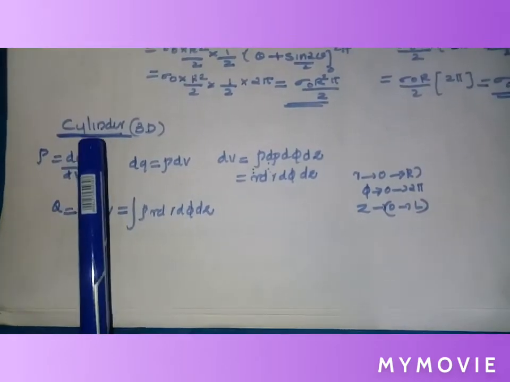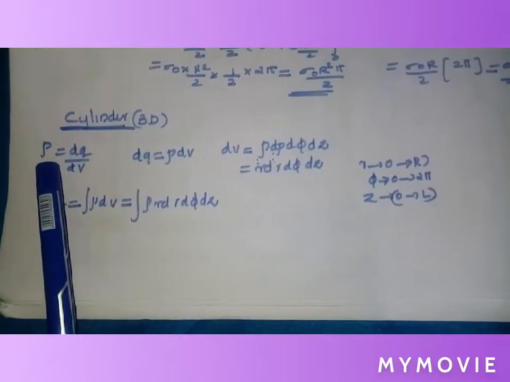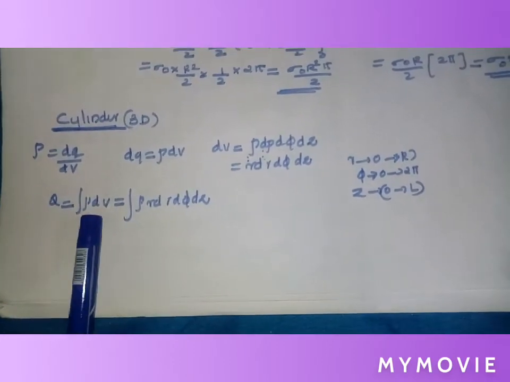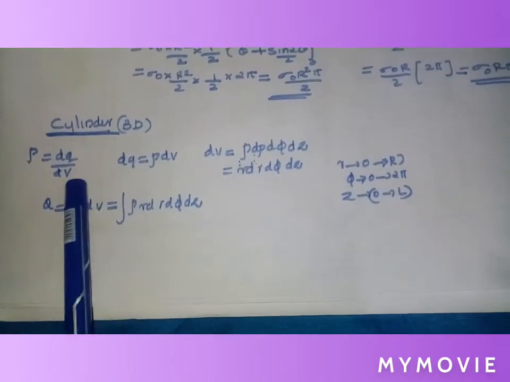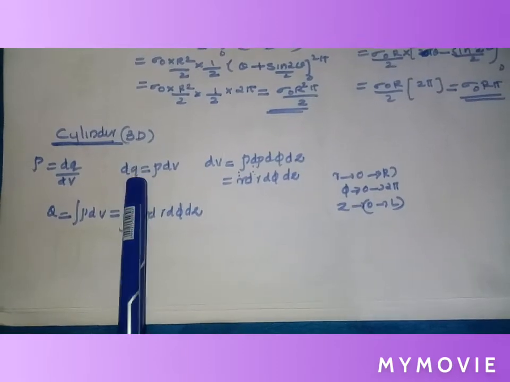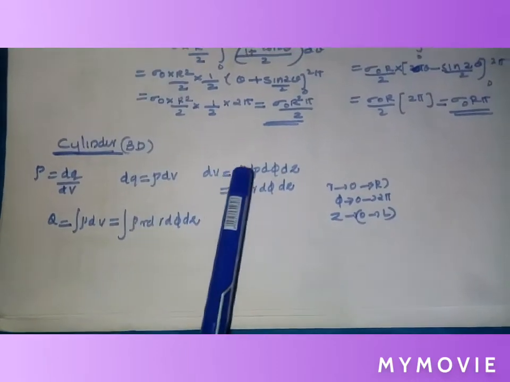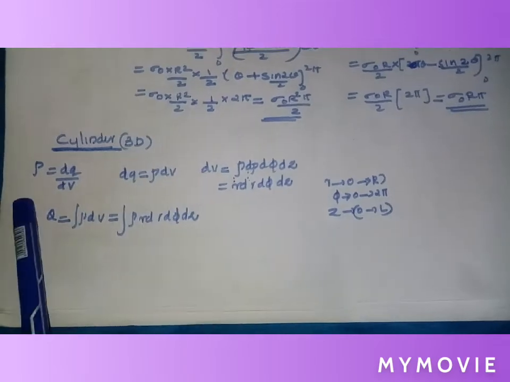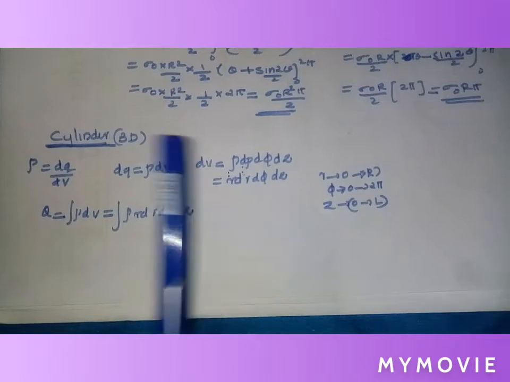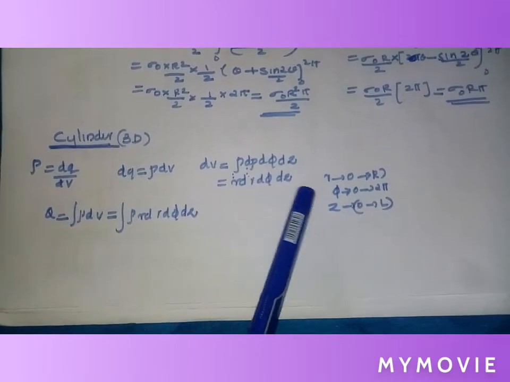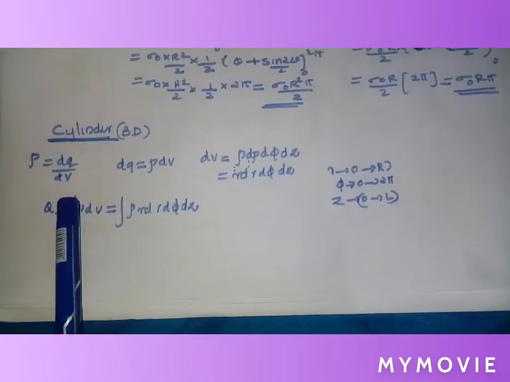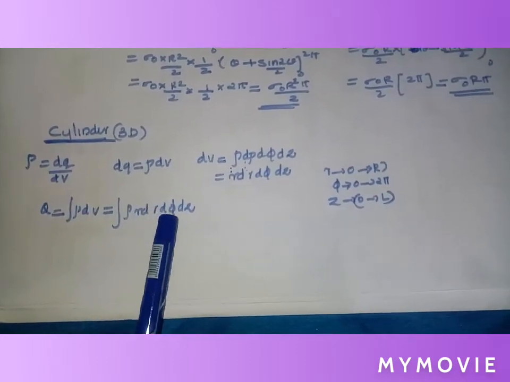next we are going to three dimensional. We know that volume charge density is dq by dv, so dq is equal to rho dv, and q is equal to integral rho dv. We know that the volume element in the cylindrical coordinate system is rho d rho d phi dz. Here a rho already exists, so the variable rho can be changed to r, that is r dr d phi dz. r goes from 0 to R, phi goes from 0 to 2 pi, and z goes from 0 to l. Okay, so integral rho r dr d phi dz.